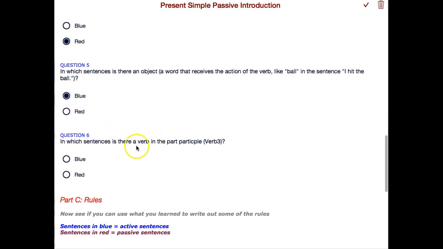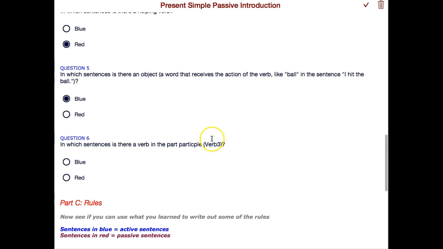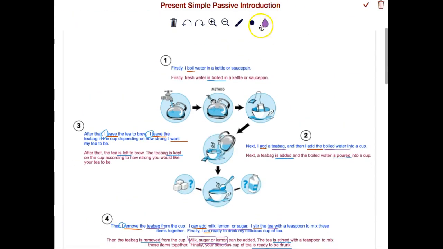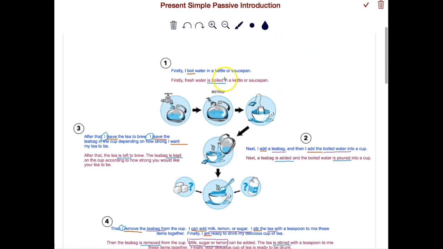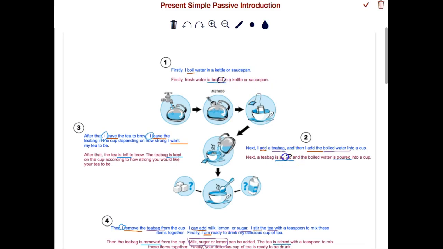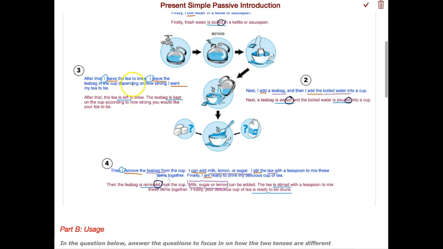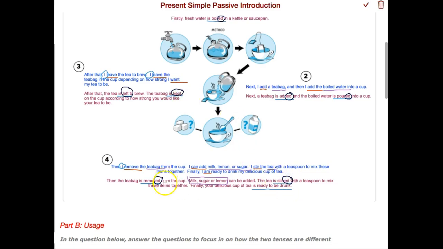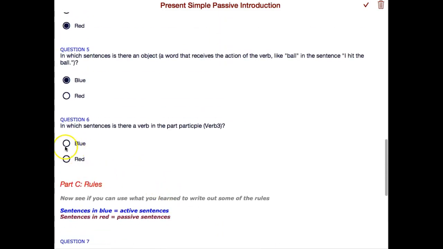And in which sentence is there a verb in the past participle, or otherwise known as verb 3? Let's go back up here and we'll switch to dark blue. And that's right here. Boiled, added, poured, removed, left. Okay? Left is the past participle. Leave, left, left. Keep, kept, kept. Okay? And stirred down there. All right, let's go ahead and take a look at our rules.